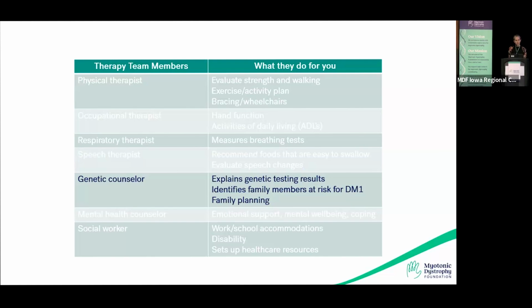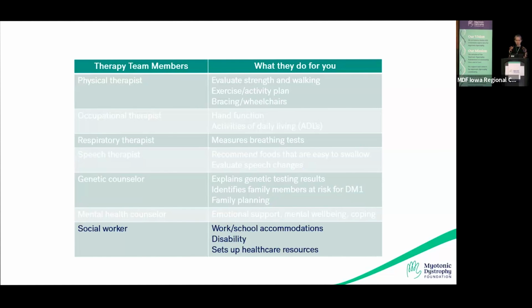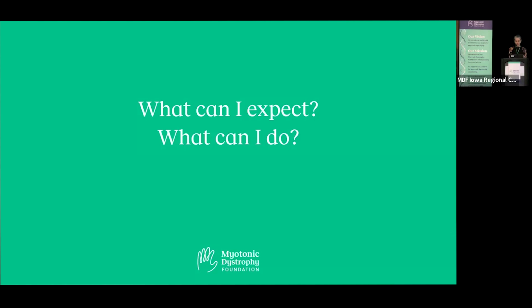A genetic counselor to help explain genetic testing results and also help families identify other family members that might be at risk for DM1, as well as helping with family planning. A mental health counselor for emotional support, mental well-being, and coping. And a social worker who can help with any questions about disability, school or work accommodations, and can help set up healthcare resources at home.